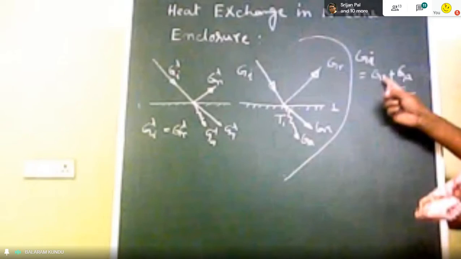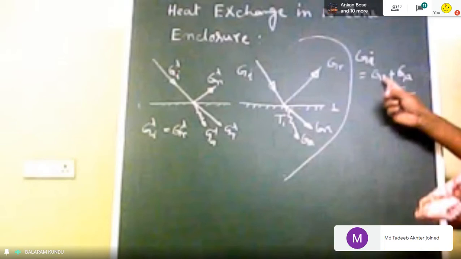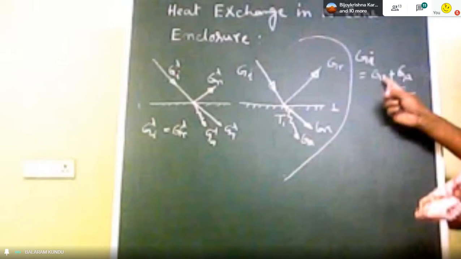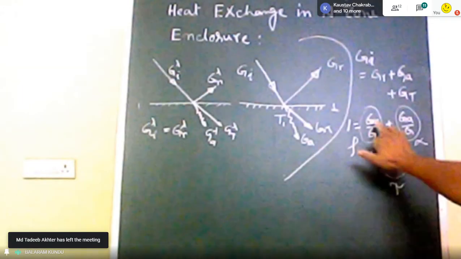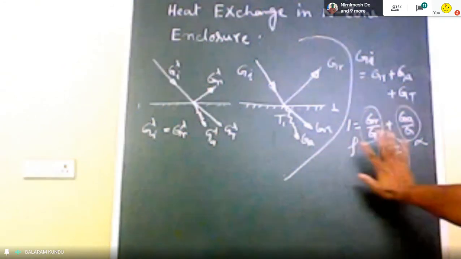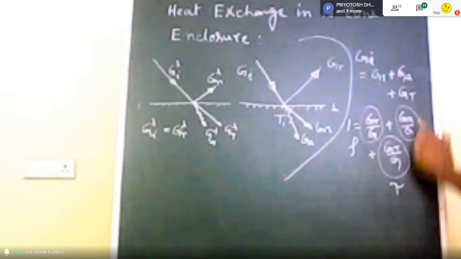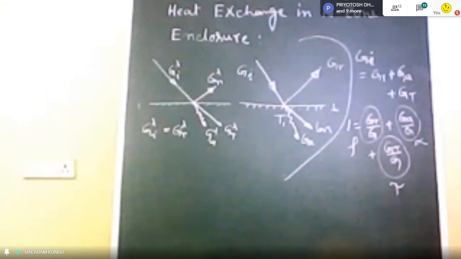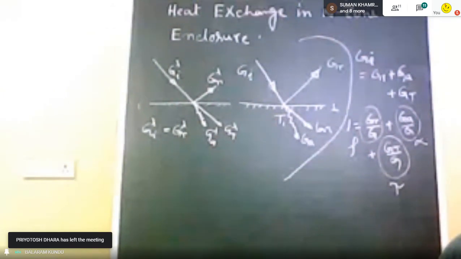Do you understand that 1 equals Gr by G plus Ga by G plus Gt by G? Here G means Gi, the incident flux. So Gr by G is called reflectivity, denoted by rho. Ga by G is absorptivity, denoted by alpha. Gt by G is transmissivity, denoted by tau.